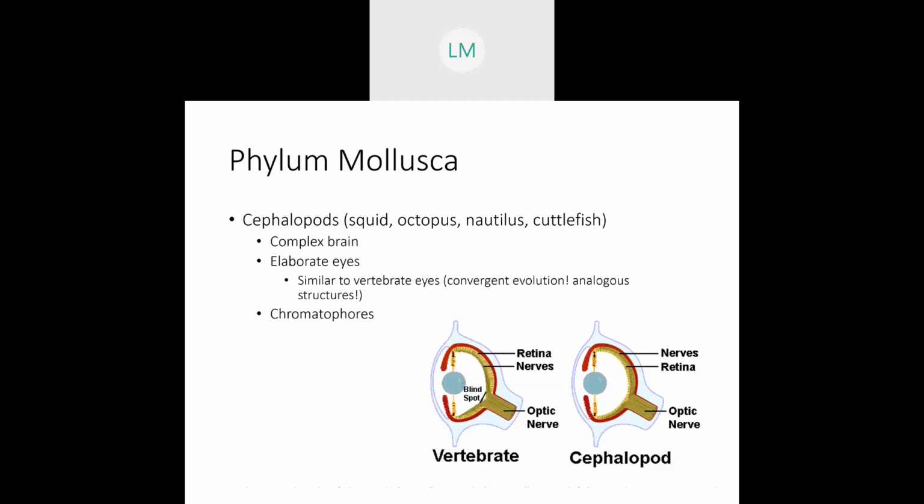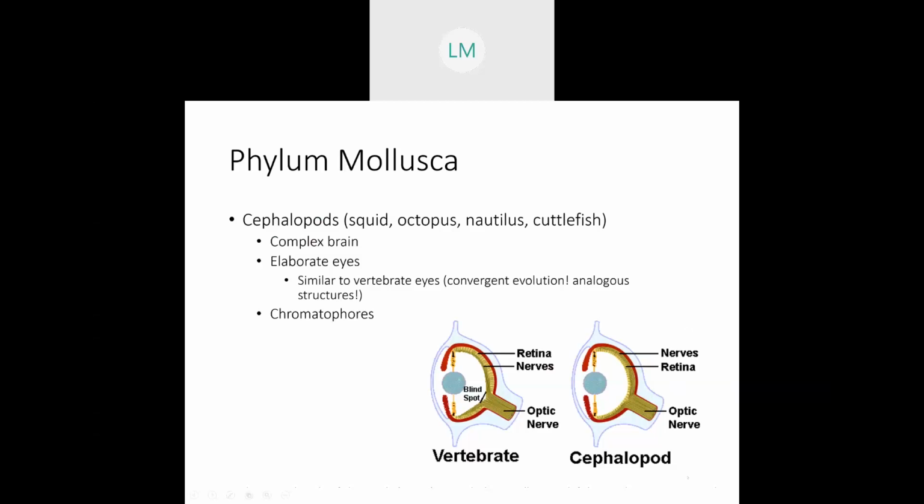So cephalopods specifically, I want to talk about them because they are pretty advanced when it comes to mollusks. So these are our squid, octopus, nautilus, and cuttlefish. They have a very complex brain, and they also have pretty elaborate eyes. So these are very, very similar to the eyes that we have as vertebrates. So in this figure here, you can see the vertebrate eye compared to the cephalopod eye.